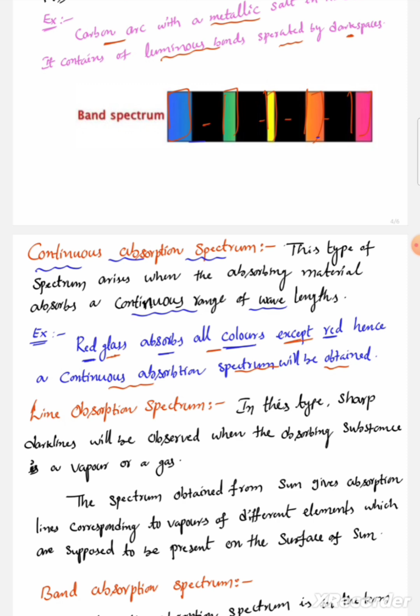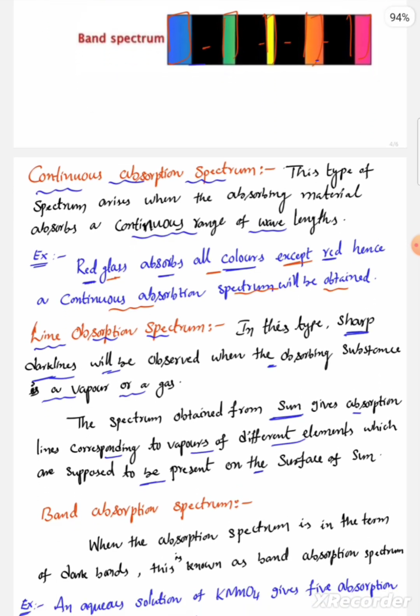Next, the absorption line spectrum. In this type of spectrum we observe dark lines when the absorbing substance is in the vapor or gaseous state. For example, the spectrum obtained from the sun gives absorption lines corresponding to vapors of different elements which are supposed to be present on the surface of the sun. Discrete lines form here, that means sharp lines are observed.